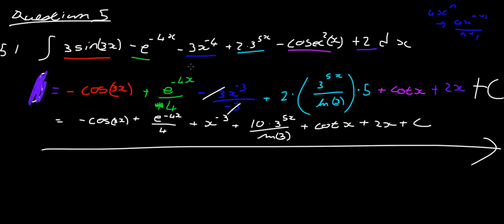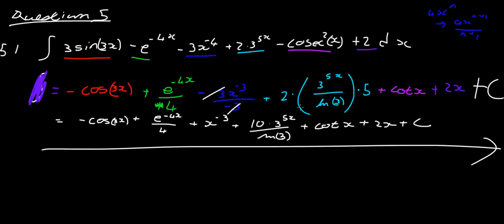If we differentiate e to the minus 4x, we get e to the minus 4x times minus 4. So we are fine over there. Okay. If we differentiate this, we get minus 3x to the minus 4 over minus 3. Yeah, that is correct.